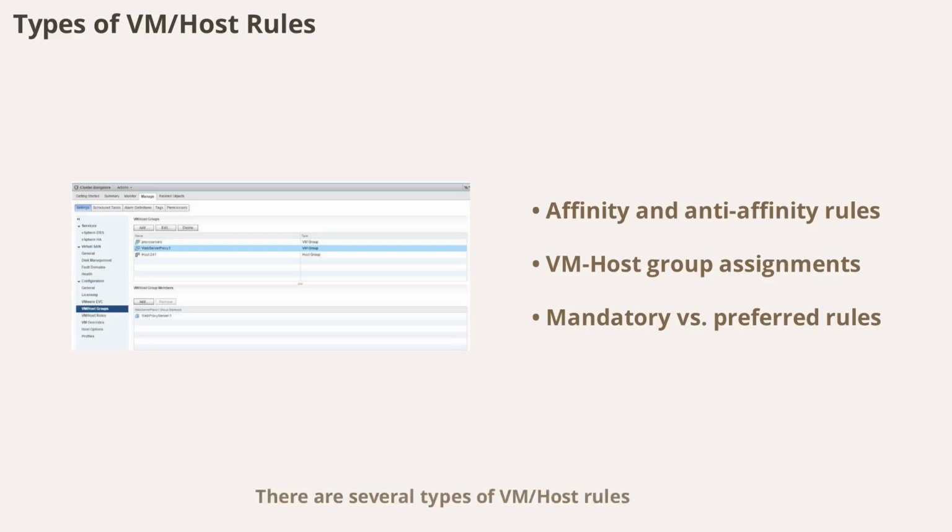There are several types of VM host rules. VM affinity keeps VMs together, VM anti-affinity keeps VMs apart, and VM-to-host rules assign VMs to specific hosts or groups. Each rule can be set as must, mandatory, or should, preferred. Mandatory rules are always enforced, while preferred rules can be relaxed if necessary to maintain cluster health. These options give you the flexibility to meet business or technical requirements without sacrificing performance.